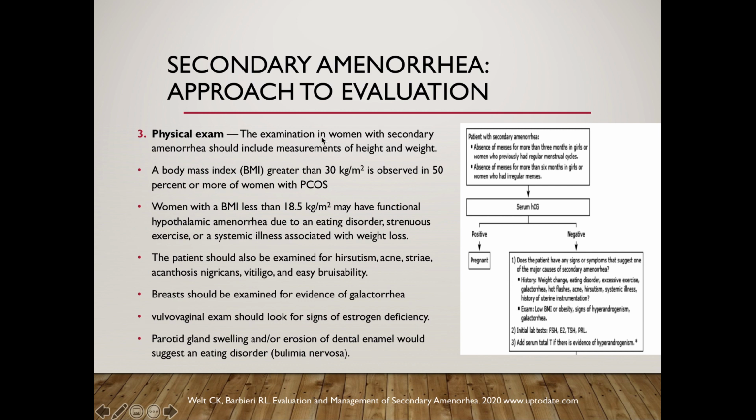Now for the physical exam, we measure the BMI because a BMI greater than 30 is usually observed in patients with PCOS. Women with a BMI of less than 18.5 or those who are malnourished may have functional hypothalamic amenorrhea due to an eating disorder, strenuous exercise, or a systemic illness associated with weight loss.